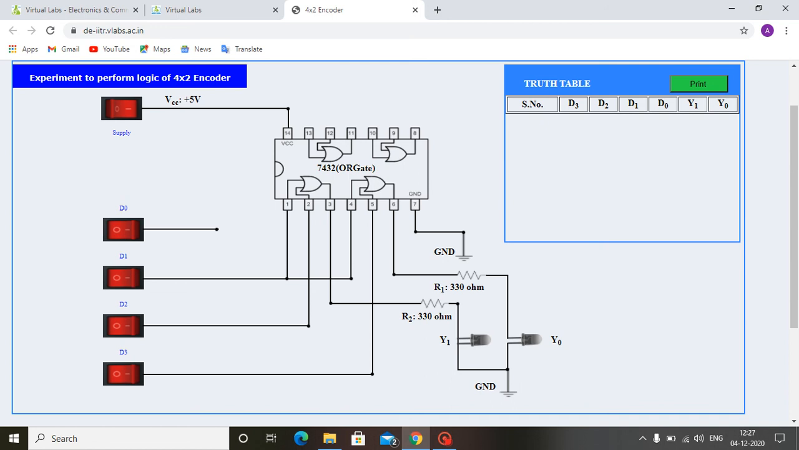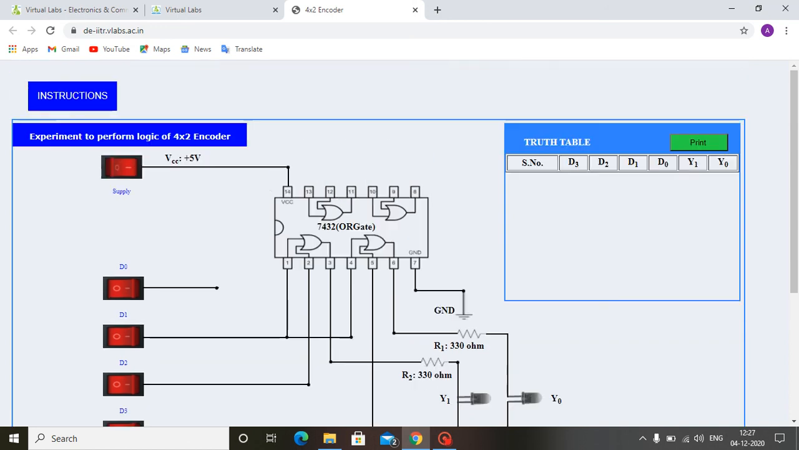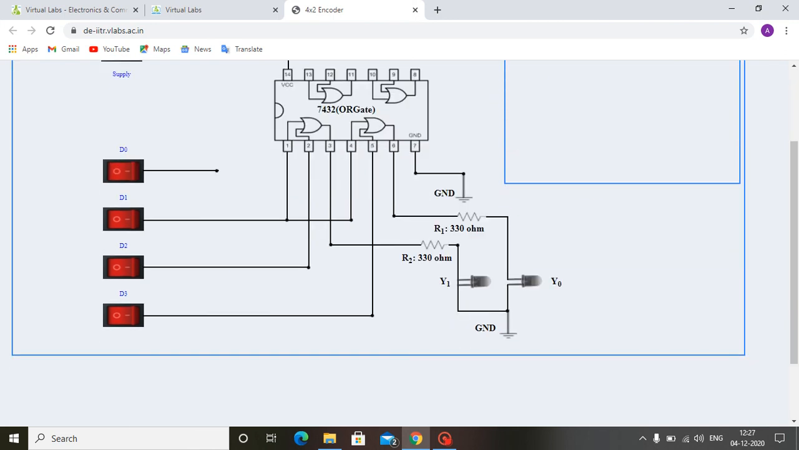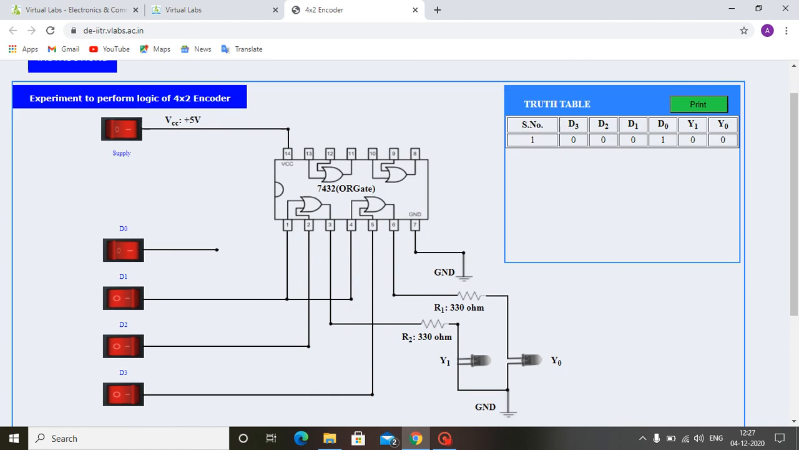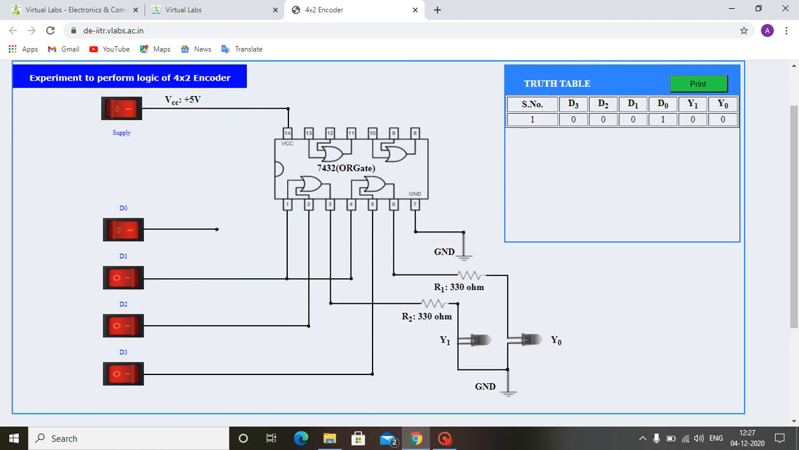When all 4 inputs D0, D1, D2, D3 are 0, what will be the output? Y0 is 0 and Y1 is also 0. Suppose when D0 is 1, then what will happen? This is the output. When D0 is 1, D1 is 0, D2 is 0, D3 is also 0, then output Y0 equals 0 and Y1 is also 0.